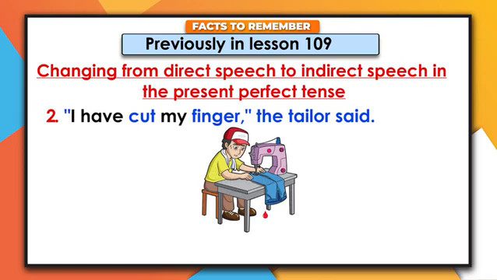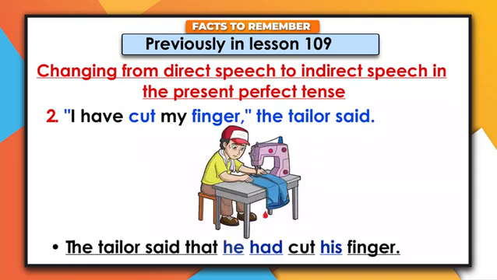Before we change this sentence to reported speech, the one you can call indirect speech, first and foremost, let's carry out some changes. For instance, we change I to he, then we change have to had, then we can also change my to his, and thereafter we can report by saying, the tailor said that he had cut his finger.